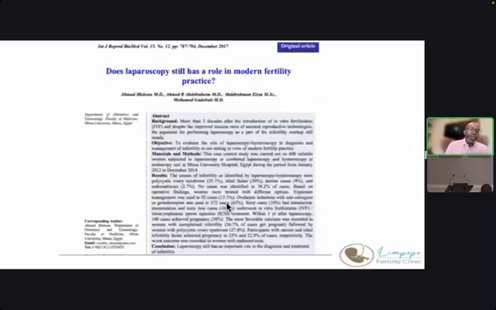So my last slide, as I started with the first slide, is to show that laparoscopy has been investigated for some time. An author, Maharan Ahmad, looked at the issue of whether laparoscopy still has a role in modern fertility practice. And to conclude, laparoscopy still has an important role in the diagnosis and treatment of infertility. Therefore, we cannot exclude and ignore laparoscopy because there's ART.